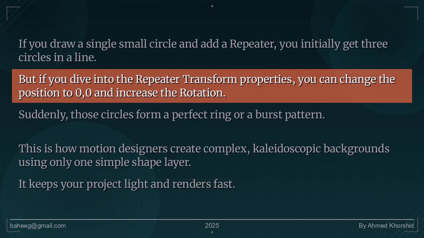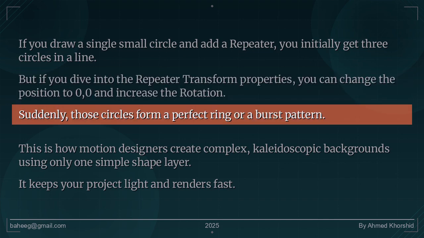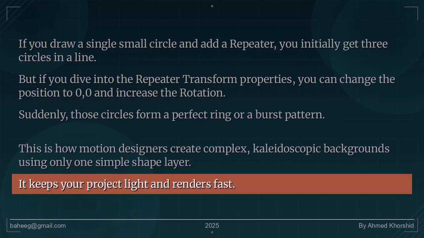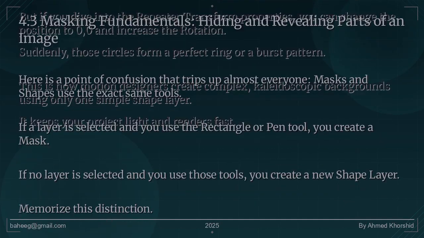But if you dive into the repeater transform properties, you can change the position to 0, 0 and increase the rotation. Suddenly, those circles form a perfect ring or a burst pattern. This is how motion designers create complex, kaleidoscopic backgrounds using only one simple shape layer. It keeps your project light and renders fast.